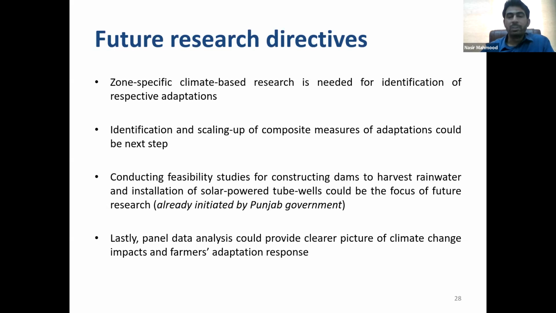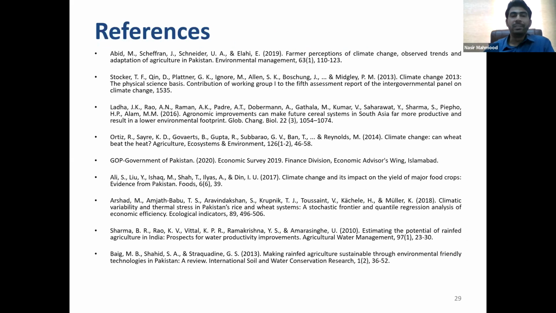Third one, because there are no other irrigation arrangements in Pakistan, conducting feasibility studies for constructing dams to harvest the rainwater and installation of solar power tube wells could be the focus of future study. And this project has already been initiated by the Punjab government in Potohar region, I mean in the rain-fed area of Punjab province. And lastly, panel data analysis could provide a clearer picture of the climate change impacts and farmers' adaptation response. So these are the references that I have used in my slides.